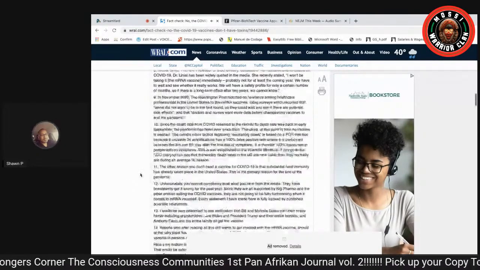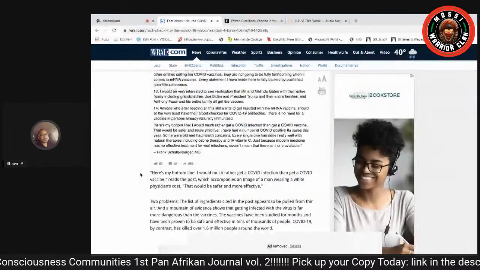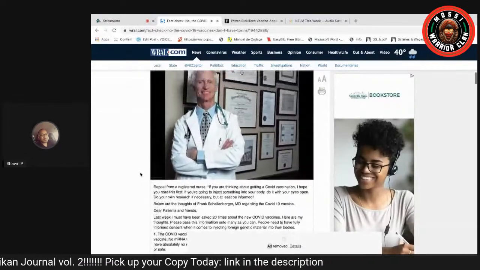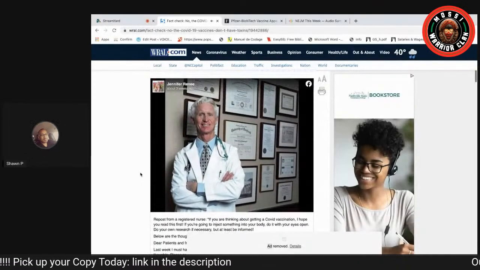Here's my bottom line. I would much rather get a COVID infection than get a COVID vaccine, reads the post, which accompanies an image of a man wearing a white physician's coat. That would be safer and more effective.